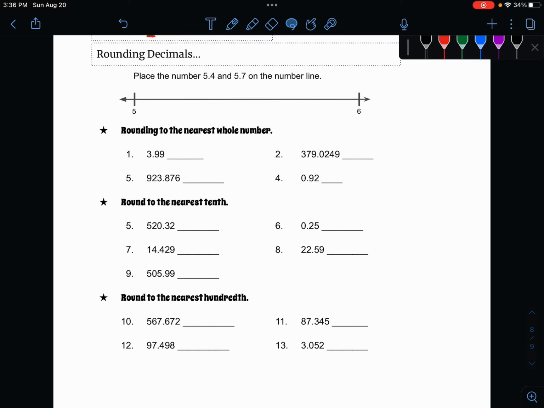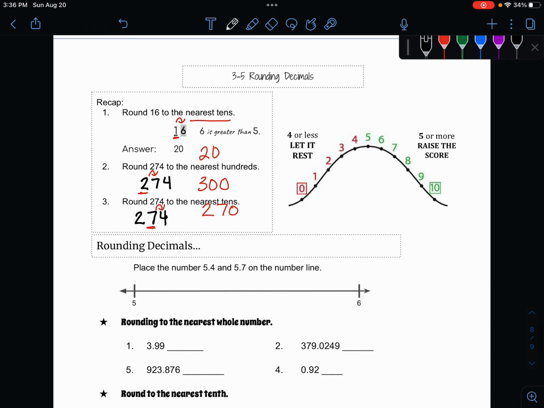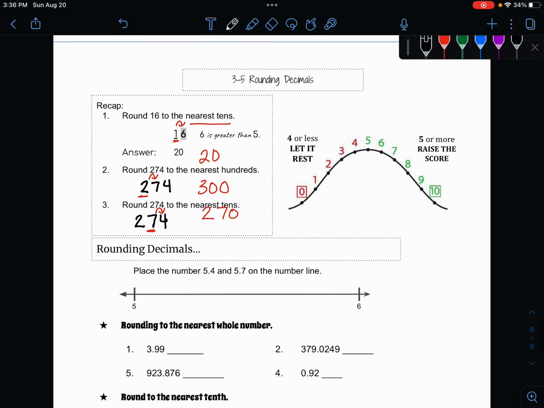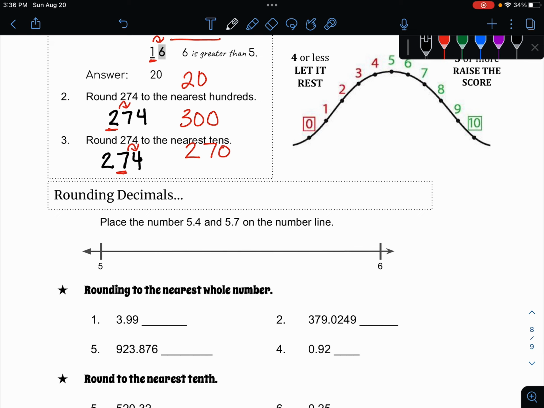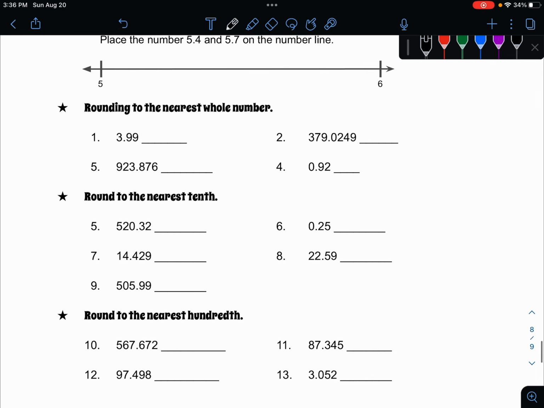Alright, in this video I'll be teaching you guys how to round decimals. But first off, remember the saying: 4 or less, let it rest; 5 or more, raise the score. That means that if your number is 4 or less, you would bring it down to a 0. And if it is 5 or more, you would raise the score by 1. Okay? So let's look at these numbers.